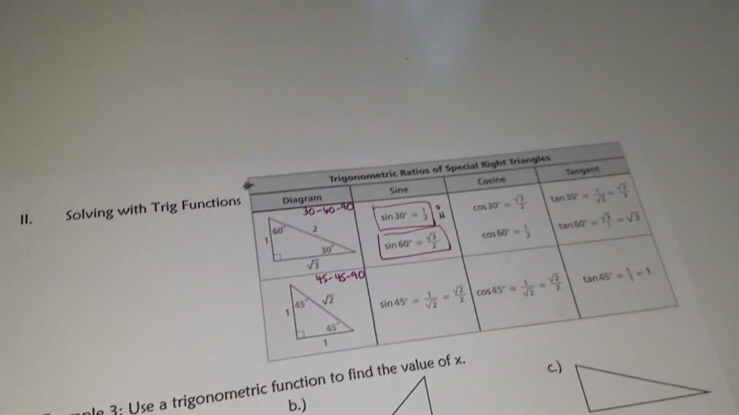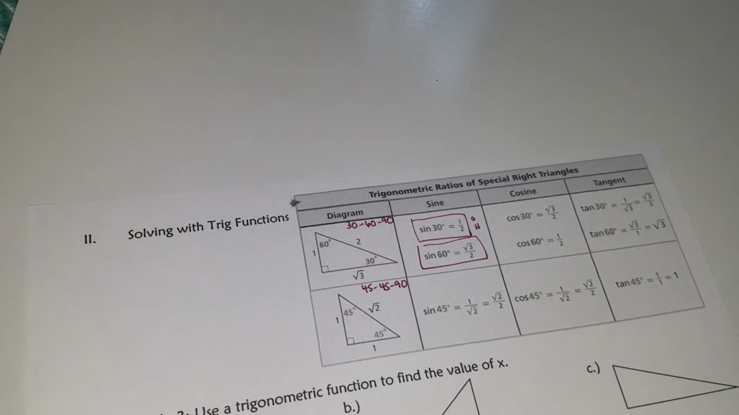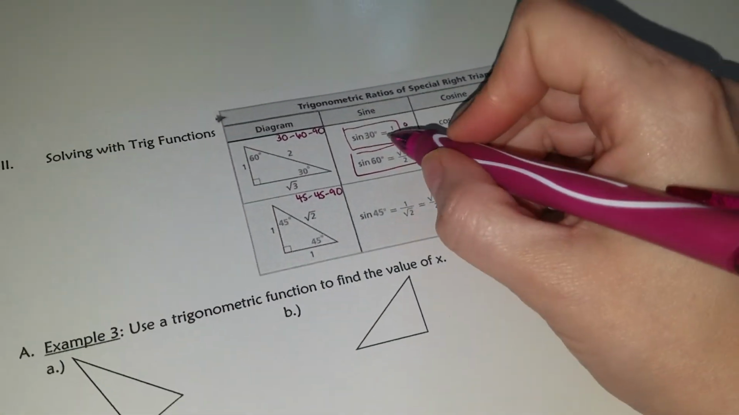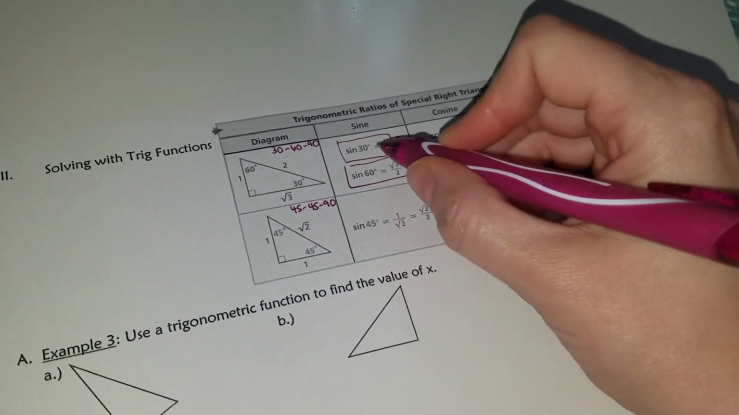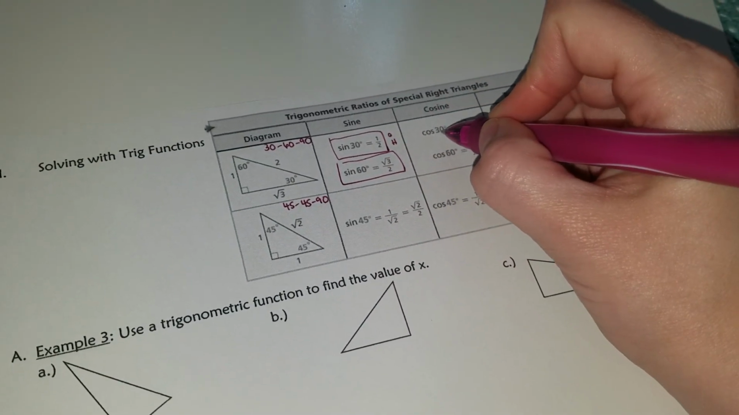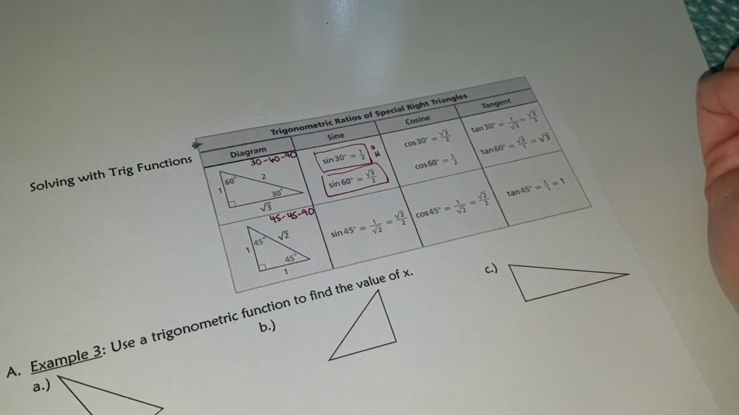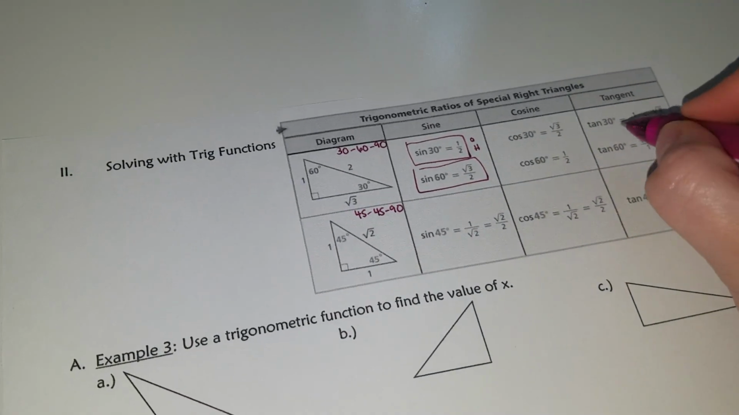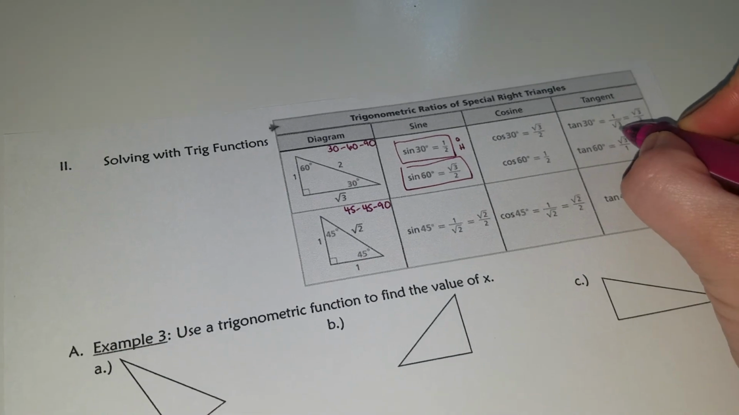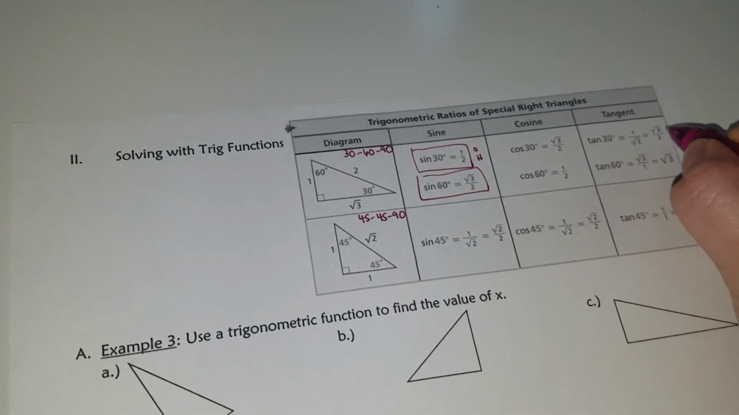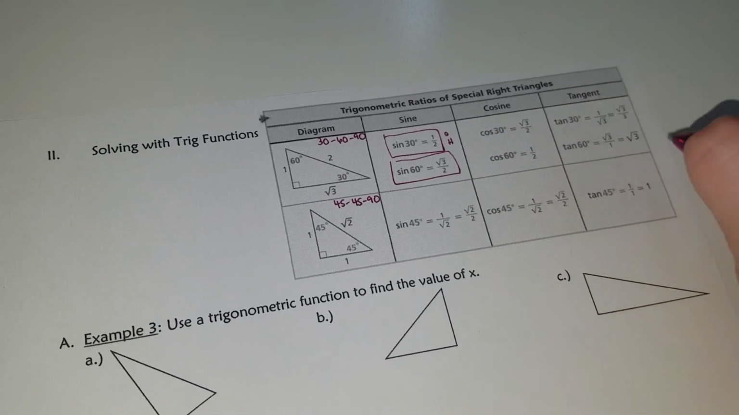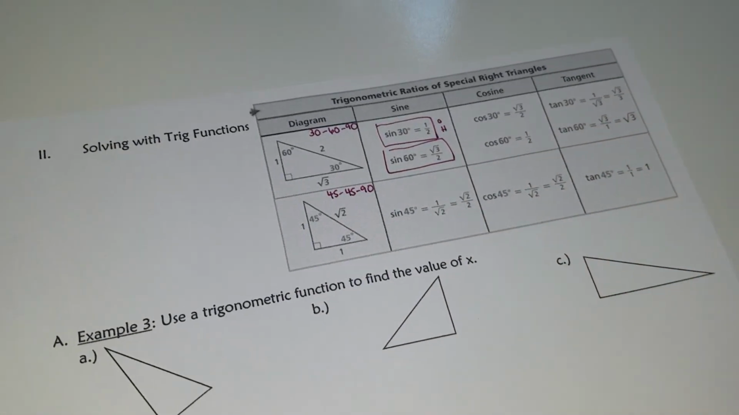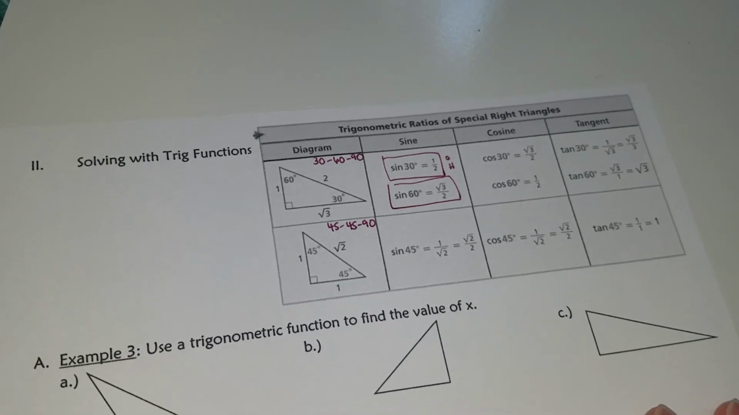And then you can look at your cosine of 30, your cosine of 60. If you look here, you can see that the sine and the cosine, when I've switched the angles to the other acute angle in the triangle, these are going to be flipped as well. And then your tangent, you'd have 1 over root 3, so then you would rationalize to get root 3 over 3. Tangent of 60 is going to be square root of 3, so you can use those.